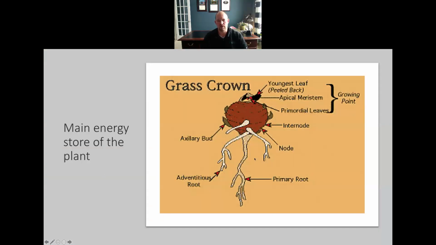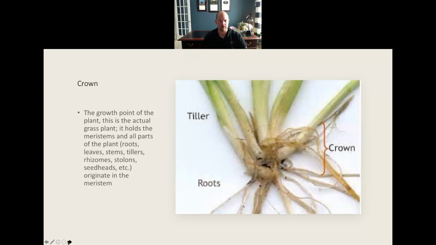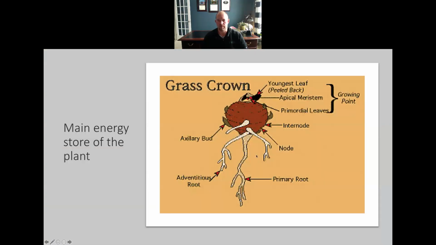Okay, it's also the main energy store of the plant. I mean, it's cool. It's not exactly what a grass crown looks like. I think this picture is a little bit better determination of it, but it gives you the idea.